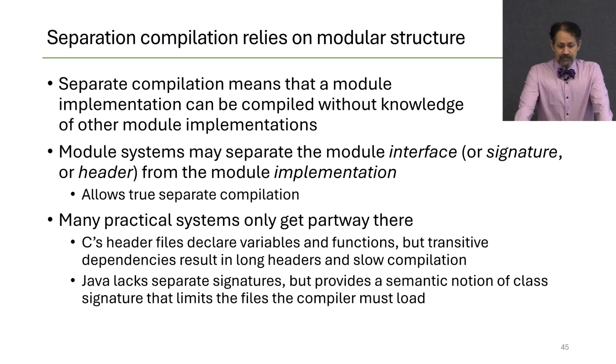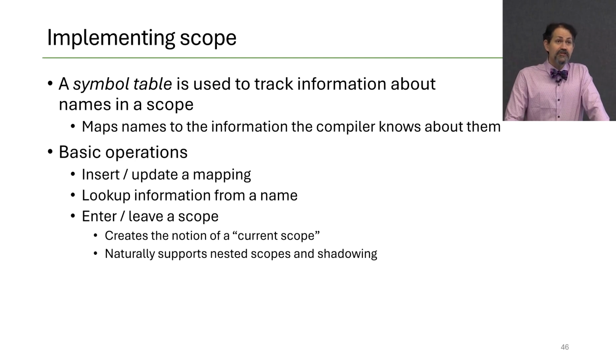Java lacks separate signatures. Everything is just a Java file. But there's a semantic notion of a class signature that limits the files that a compiler must load, providing partial support for separate compilation. Let's talk about how scope is implemented.